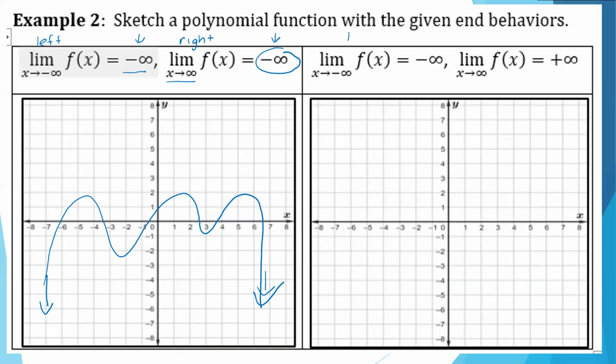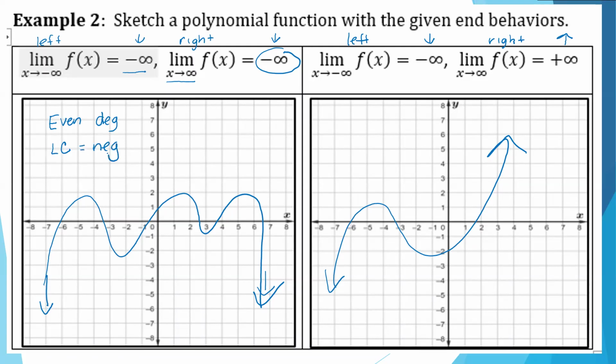Left side down, right side up. Okay. So what is this one? I just draw it like this. That's fine. Okay. So what degree is that first graph? Odd or even? Even degree. Is my leading coefficient positive or negative on this one? Negative, because they're both going down.